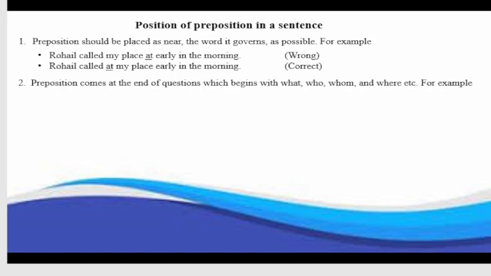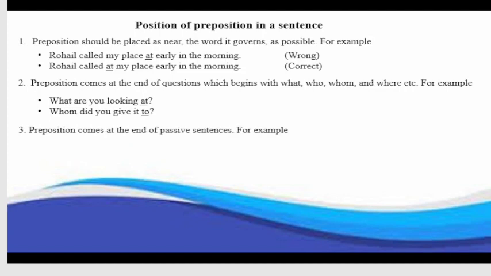Rule number 2. Preposition comes at the end of a question sentence. For example, the sentences which begin with what, who, whom, and where, etc. For example, what are you looking at? Whom did you give it to?